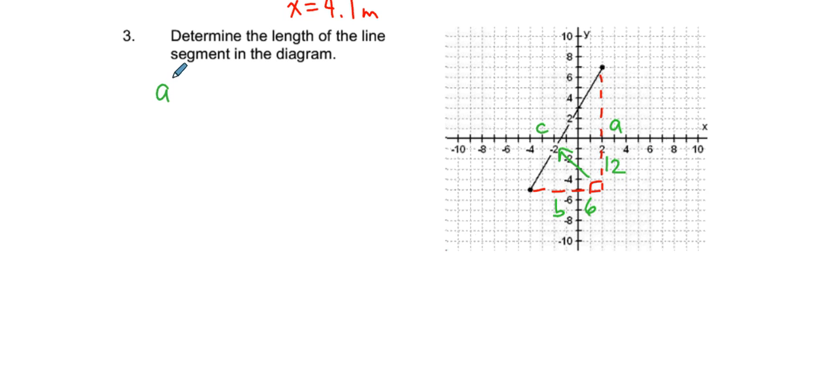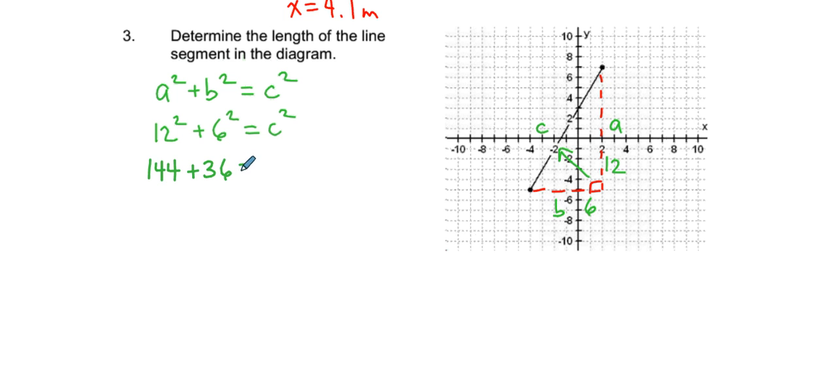So I have A squared plus B squared is equal to C squared. My A is 12, so 12 squared plus B is 6 squared is equal to C squared. 12 times 12, or 12 squared, is 144. 6 squared, or 6 times 6, is 36. 144 plus 36 is 180. That's equal to C squared.